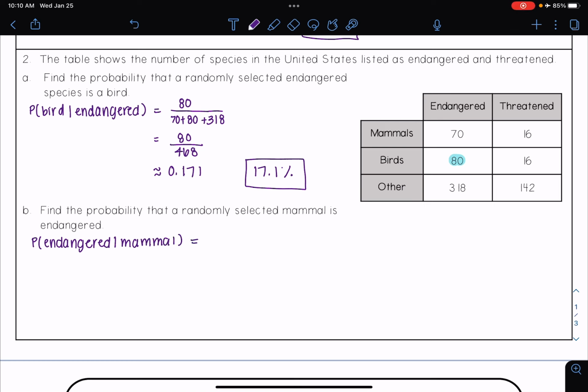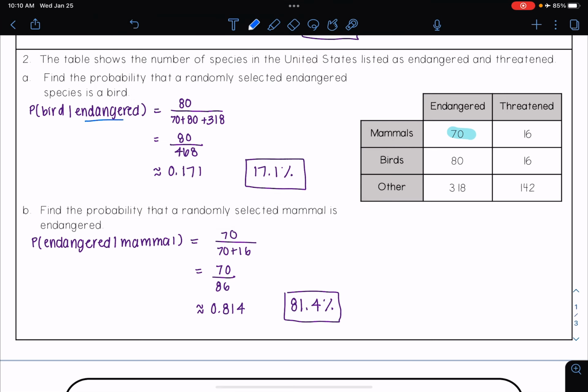So now I'm going to look over at my table and I look for endangered mammal. I see that number is 70. And then I'm going to put this over the number of mammals. So that's going to be 70 plus 16. So I get 70 over 86. And when I do 70 divided by 86, I get that this is approximately 0.814. So there's going to be an 81.4% chance. So something that you may notice is that whatever is the given, that total number is going to be on the bottom. So here we had the total number of endangered. For the second part, we had the total number of mammals.